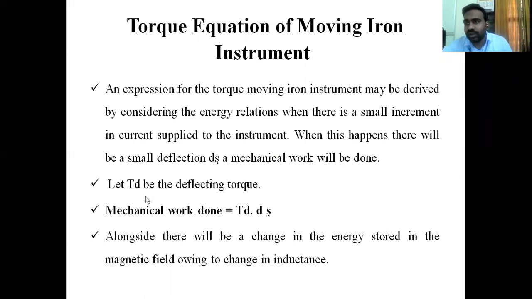So what is the final objective here? The final objective we experience is deflection torque. That means the instrument has done a certain amount of mechanical work with respect to the electricity. The electrical energy is converted into magnetic flux, and the magnetic flux is again converted into mechanical energy, and the experienced mechanical energy is nothing but deflection torque. Mechanical work done is nothing but T_d dθ, that is, the change in deflection torque. So how did this happen?